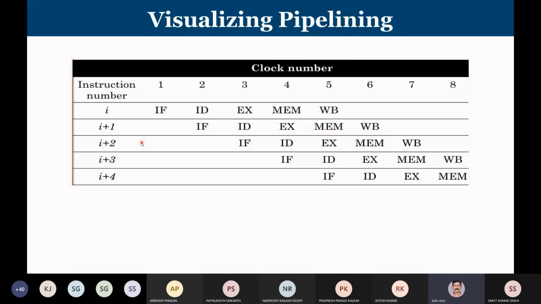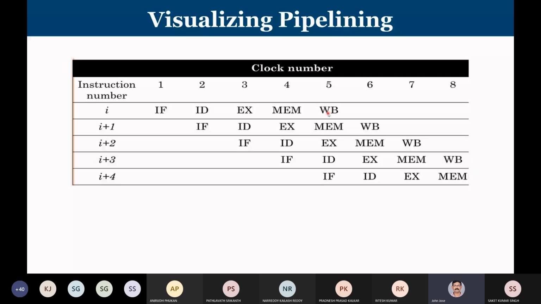The MEM stage is performing memory access for the I plus 1th instruction. The EX stage is performing an operation, either an address computation or an ALU operation, for the I plus 2 instruction. The ID stage is performing instruction decode for the I plus 3 instruction. And the I plus 4th instruction is fetched by the IF stage. So all the 5 units are busy, but they are busy with 5 different instructions. You can see that after clock cycle 5, in every clock cycle, let's say 6, 7, 8, new instructions are getting completed. So every cycle I can start a new instruction.